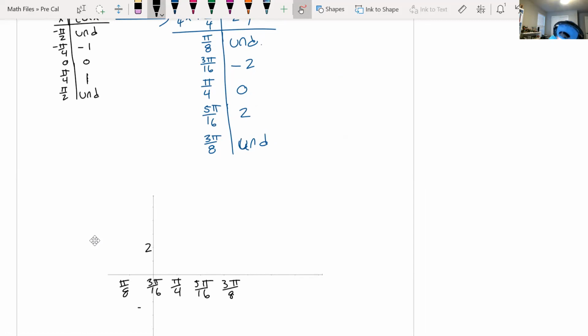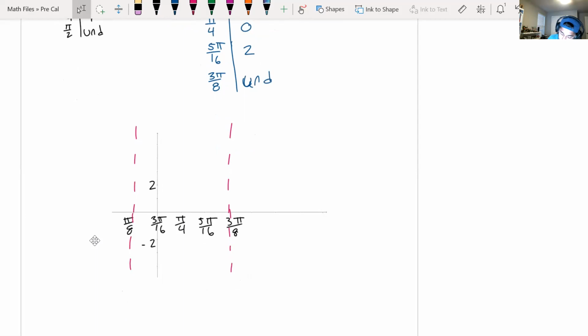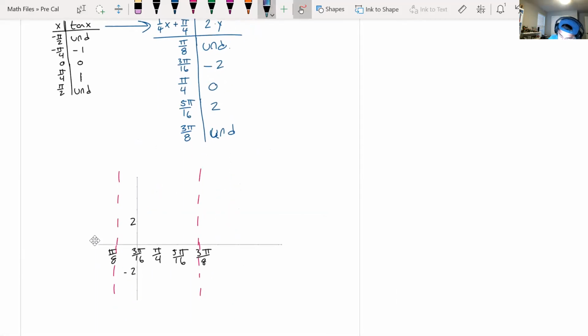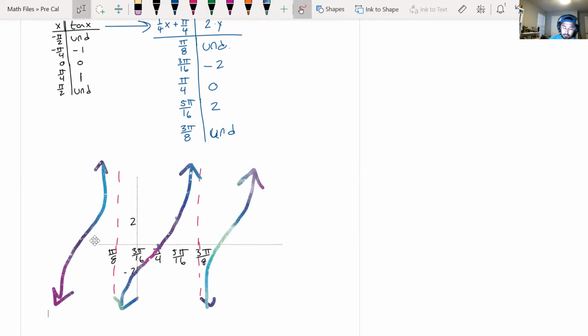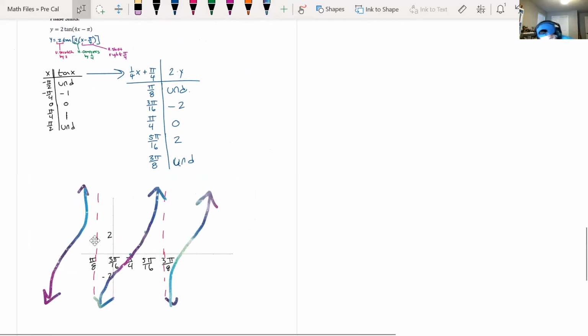Highest is 2, lowest is -2. Vertical asymptote at pi over 8 and 3 pi over 8. And then just graph the rest. So let's see, 3 pi over 16 and -2, 0, 2. And here is tangent. And of course, it would repeat itself everywhere else. Okay. So let's run through key points real fast.